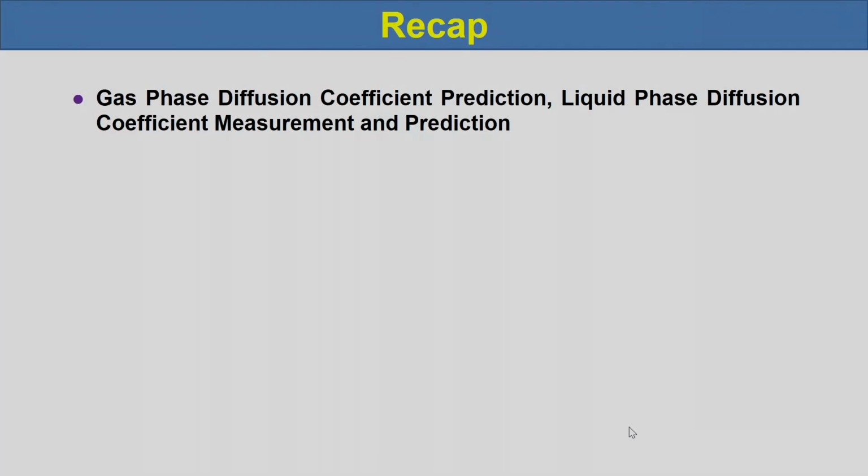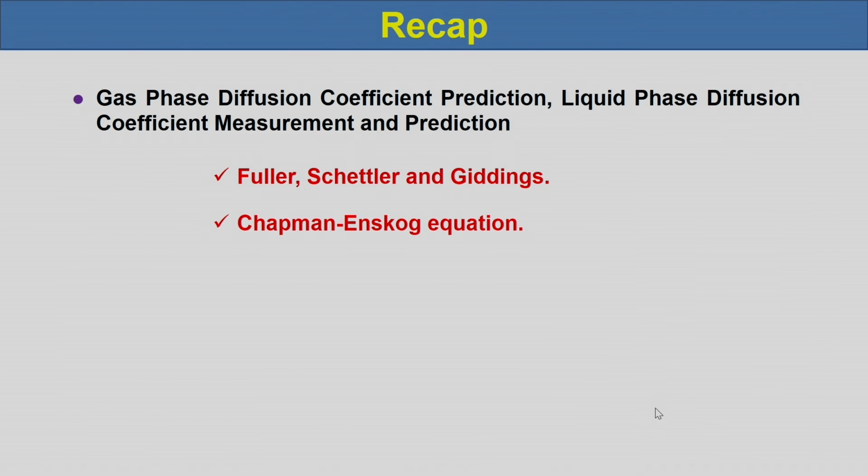In our previous lecture, we discussed mainly gas phase diffusion coefficient prediction, liquid phase diffusion coefficient measurement and its prediction. So, for gas phase diffusion coefficient prediction, we have used Fuller equations and also Chapman equations. Then for the liquid phase diffusion coefficient measurements, we have considered two methods.